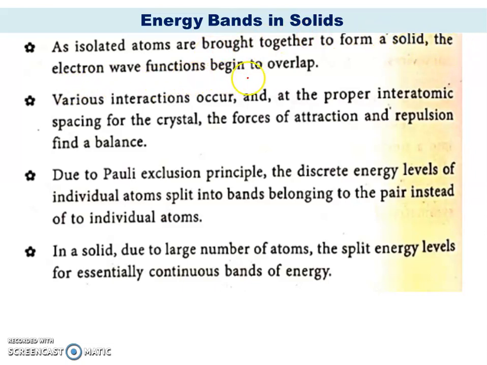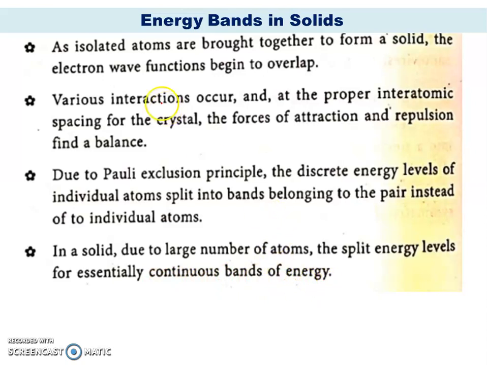The electron wave functions begin to overlap. Various interactions occur, and at a proper interatomic spacing for a crystal, the forces of attraction and repulsion find a balance. Due to Pauli's exclusion principle, the discrete energy levels of individual atoms split into bands belonging to the pair instead of two individual atoms. In a solid, due to the large number of atoms, the split energy levels form essentially continuous bands of energy.